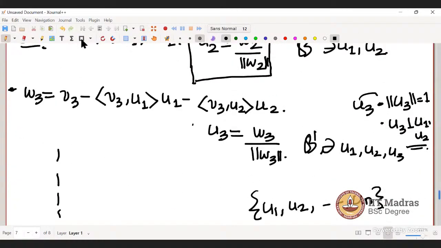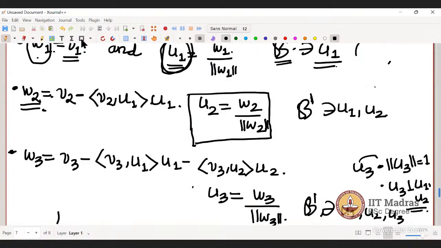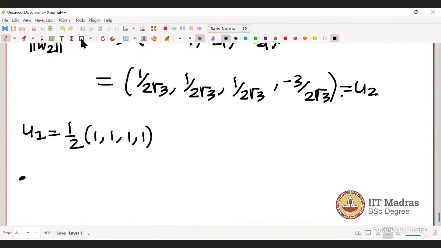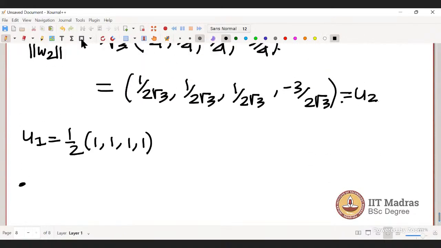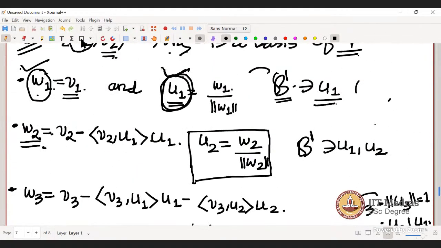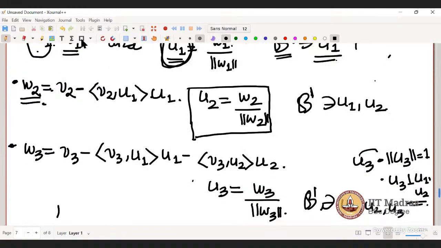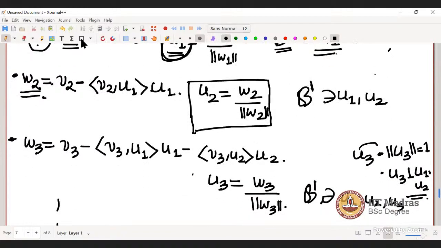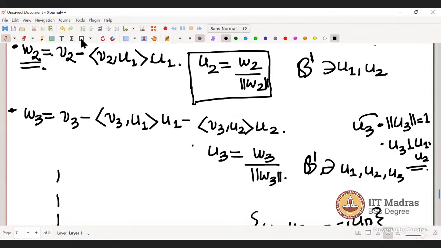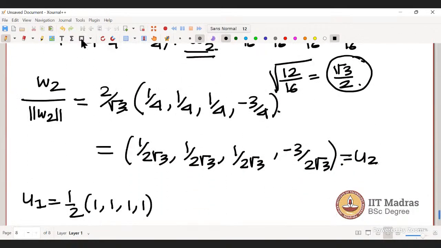Okay, so when the basis consists of 2 items, that is 2-dimensional, then the calculation will be lesser. In most of the questions we have 3-dimensional. Okay. Yeah, this is 4. So W3. Okay, so now we're done.